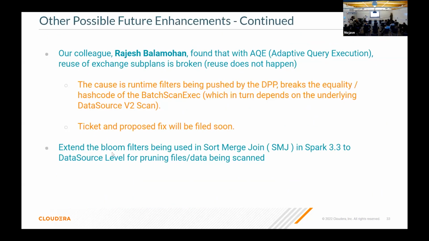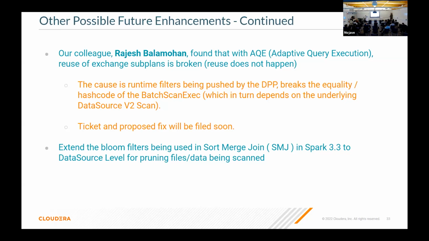The other thing is this colleague with whom I'm working, Rajesh. He has found that in AQE, the reuse of exchange of subplans is broken. Reuse does not happen. The cause is that the current DPP runtime filter being pushed by the DPP breaks the equality and hash code of the batch scan exec. So we will be filing a ticket and proposing a fix also soon.